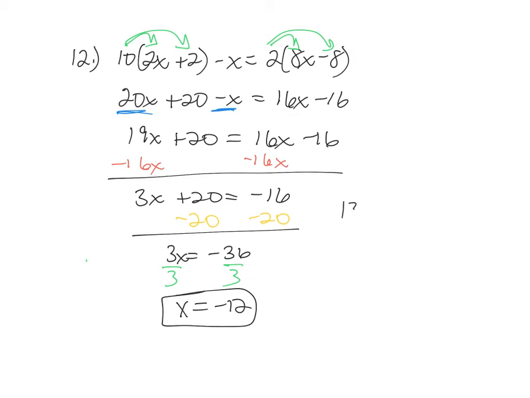Alright, number 13, so short one, absolute value. So make sure we do what's inside the parentheses first. Negative 10 divided by 2 is negative 5. Absolute value, positive 5. So hopefully that's an easy one for you.